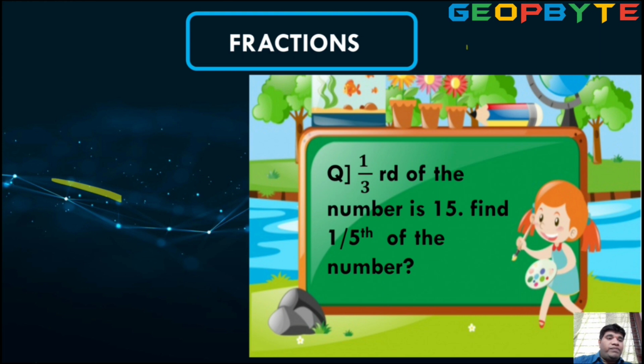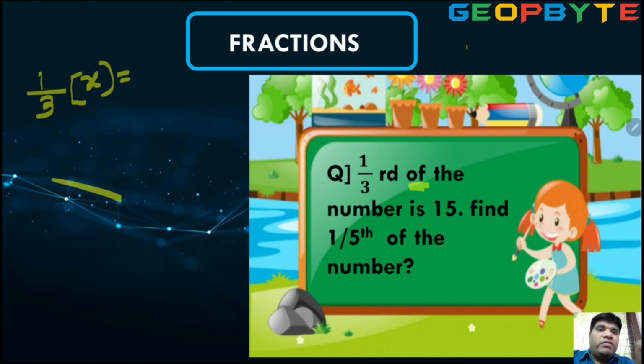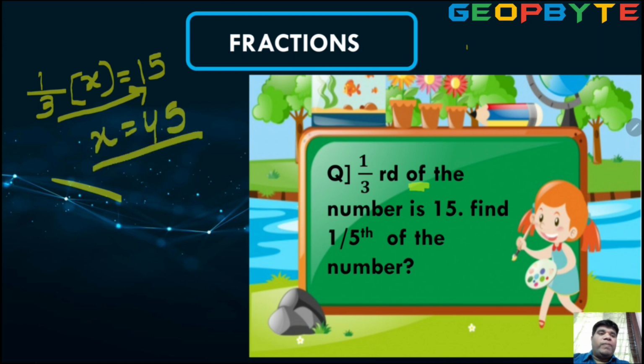1/3 of a number is 15. Find 1/5 of the number. Look at the top, observe. 1/3 of means multiplication. The meaning of 'of' in mathematics is multiplication. 1/3 of the number. That number we don't know, so let it be x. So x is equal to how much is given? 15. Cross multiplication. So x is equal to 45. That is the x value. So that number is 45.